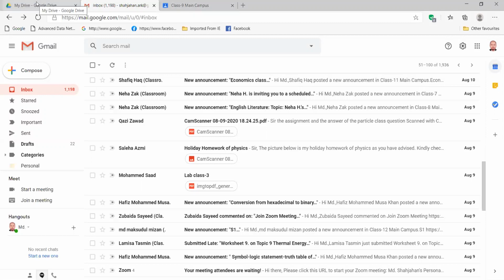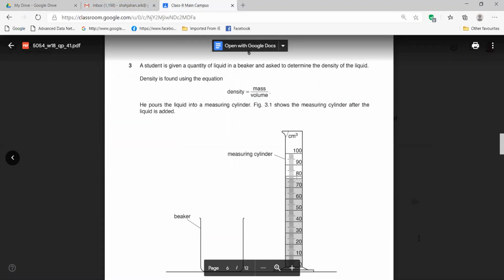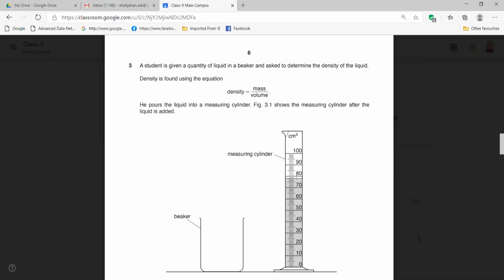Now we are going to our work, the one we are doing. Question number 3 from the same paper. Adnan Rahim, you read. Okay, sir. A student is given a quantity of liquid in a beaker and asked to determine the density of the liquid. Density is found using the equation: density equals mass divided by volume. He pours the liquid into a measuring cylinder. Figure 3.1 shows the measuring cylinder after the liquid is added. So, what is the reading over there?